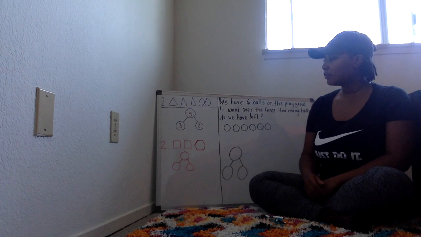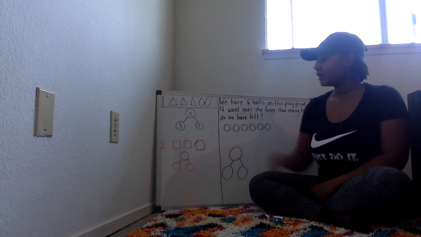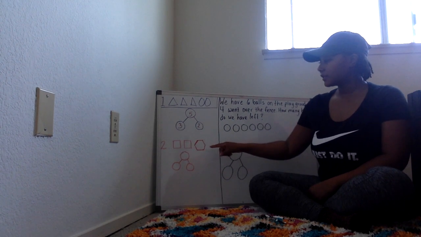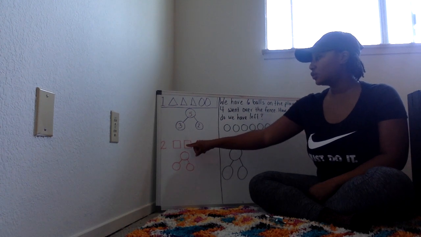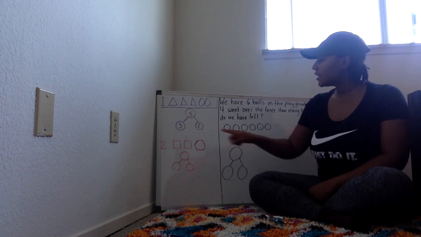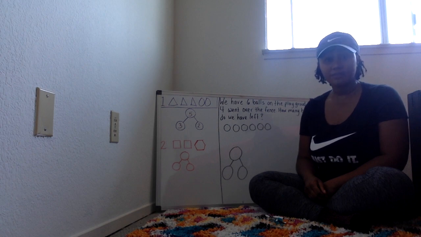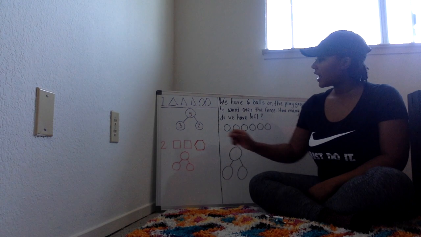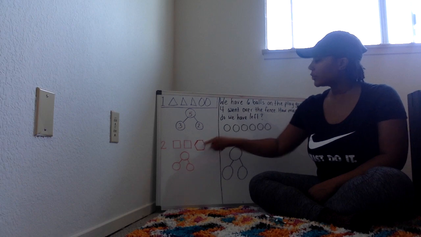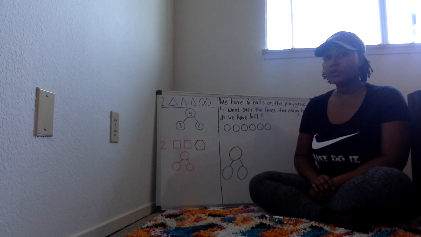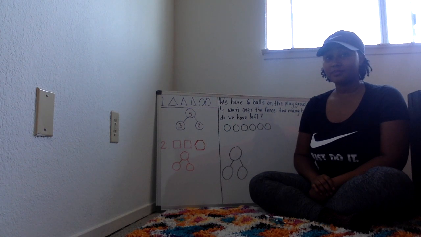Let's try with one more picture. Let's look at the shapes. I have 2 squares and 1 hexagon. How many shapes do I have in all? I have 1, 2, 3 shapes in all. 3 is the total amount of shapes that I have in all.